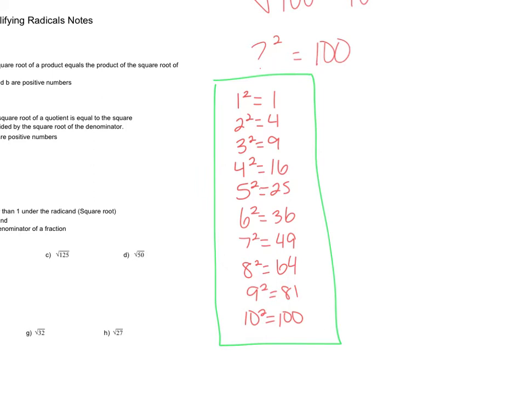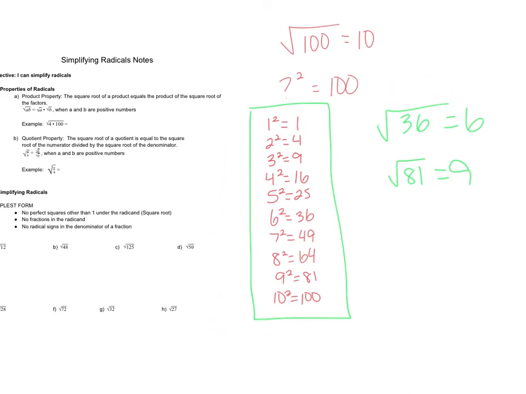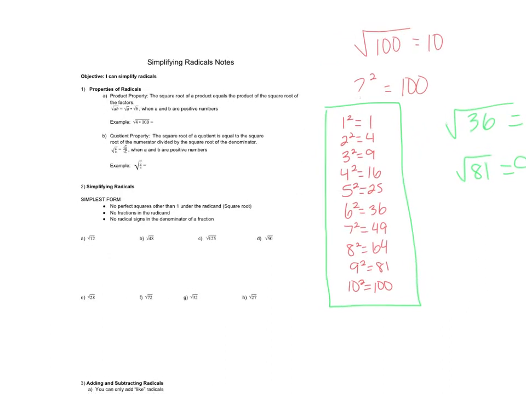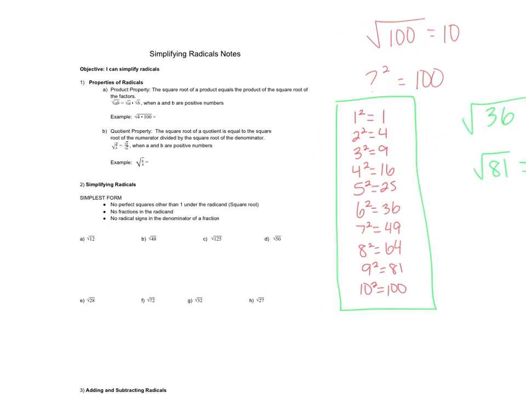So if I were to say, what is the square root of 36? Well, you would find 36 over here, and the answer would be 6. What's the square root of 81? That would be 9. Okay, so that's how that works. So it's all good, nice and easy whenever they turn out to be whole numbers, but it's whenever they don't turn out to be whole numbers that you have a problem.